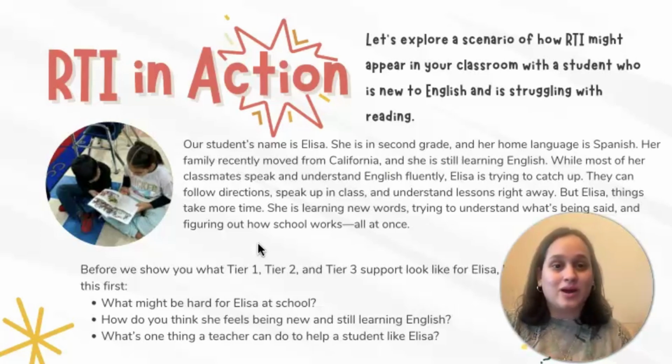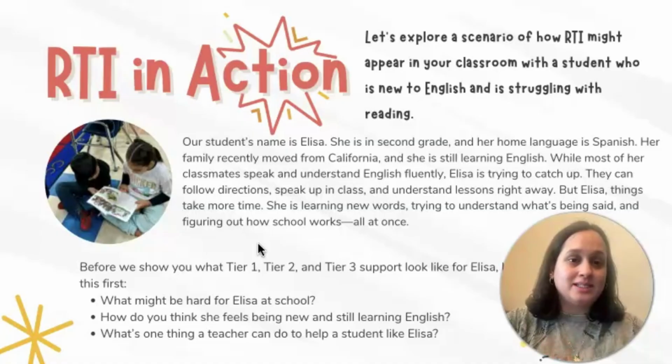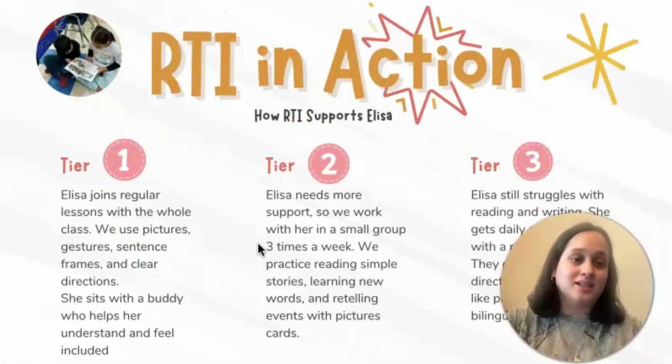Good points, everyone. Okay, now that we've had a little bit of time to review our scenario, we are going to look at how RTI supports Alyssa in the scenario. Tier 1. Alyssa joins regular lessons with the whole class. We use pictures, gestures, sentence frames, and clear direction. She sits with a buddy who helps her understand and feel included.